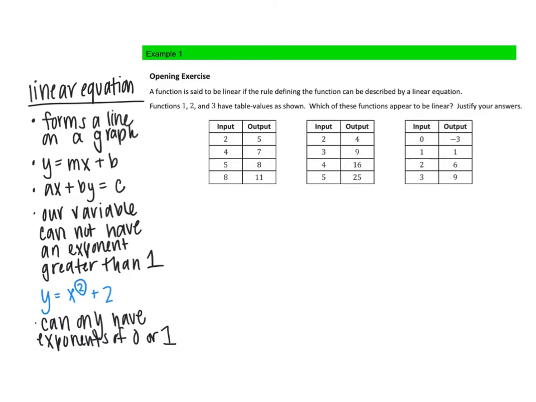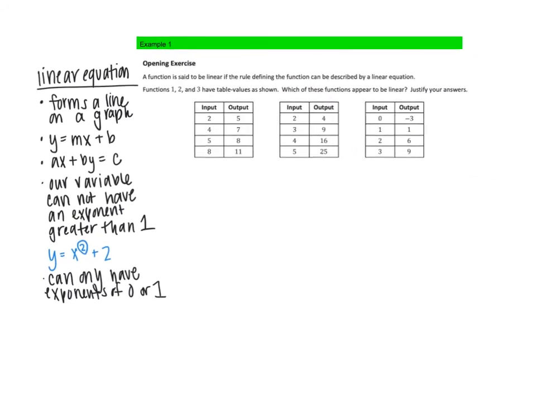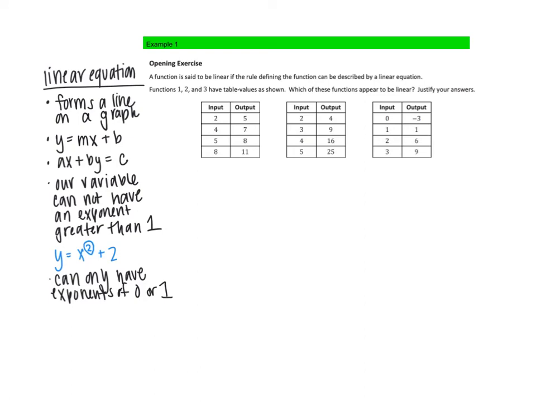So what we're going to do is look at these tables and see, based on these tables, are these linear functions? Are they forming linear equations? To do that, we have to look at our input and output values, or our x and y values, and write an equation for them. So looking at this first table, we are going to create an equation in the format of y equals mx plus b. We need to find our m, and once we have our m, we can plug in everything else and find our b, right?